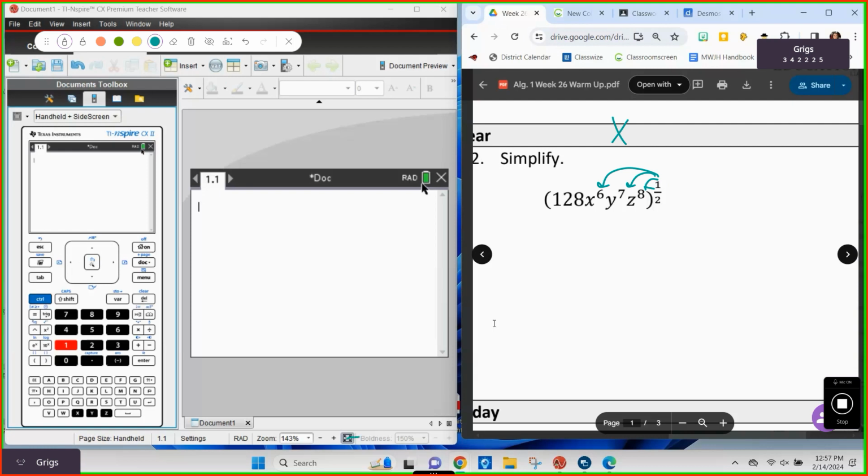So 6 times 1/2 is 6 divided by 2, which is 3. And then for y, 7 divided by 2 is 3.5. That's impossible. And then 8 times 1/2 is 4. Why are there so many fractions?